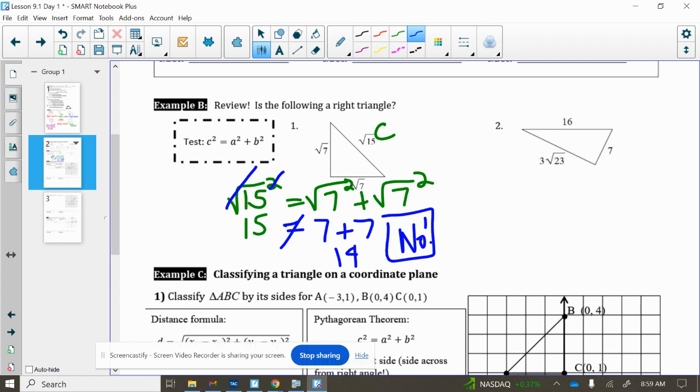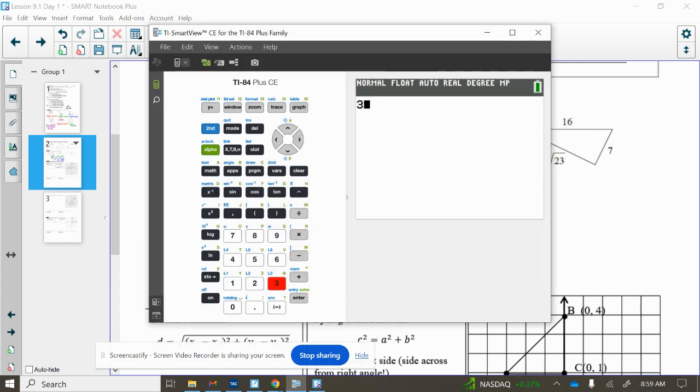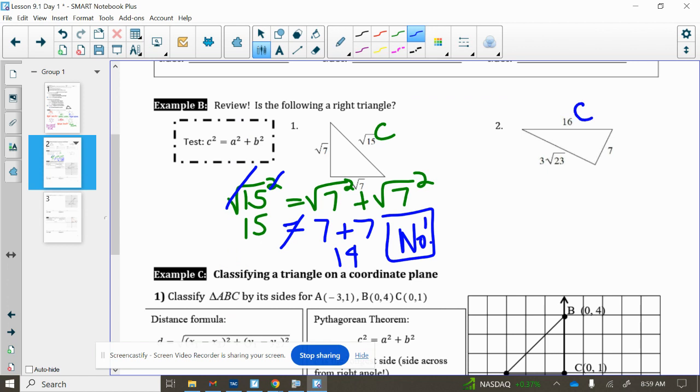Same thing in the next one. If we're not entirely sure what 3 times the square root of 23 simplifies to, we see it's about 14.4. So our biggest side is going to be 16. So we're going to test how 16 squared compares to a squared plus b squared.